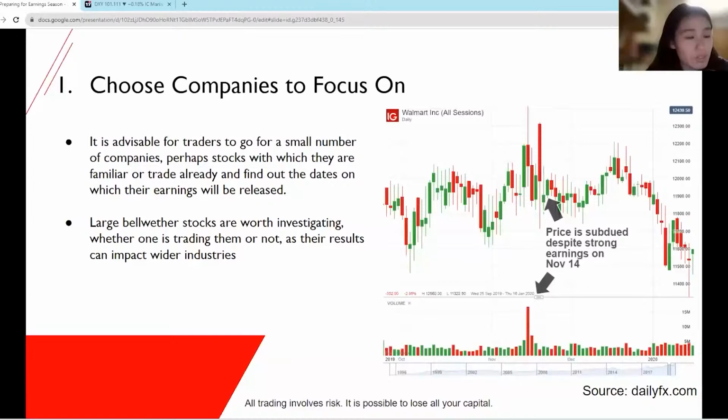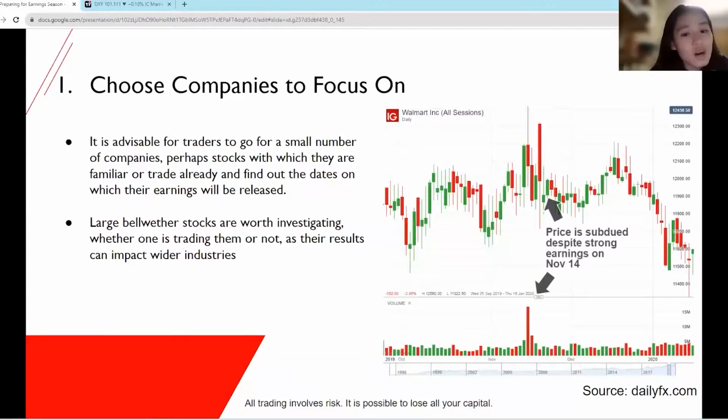This is pretty straightforward. It's advisable for traders to go for a small number of companies, perhaps stocks that you are already familiar with or trade already, and find the dates on which their earnings will be released. So large bellwether stocks are worth investigating whether one is trading them or not, as the impact of their results can impact wider industries as well.